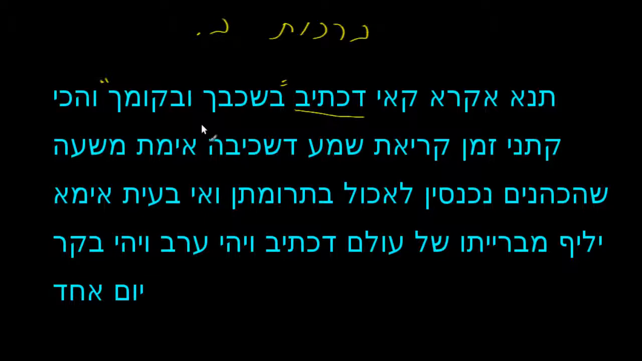and that's usually corrected by the Bach or one of the other commentaries on the side of the Gemara, who does corrections and stuff. So he'll usually say, it's really talking about that part of the pasuk. But most of the time, the one word it quotes, or the three words, or the five words it quotes are the words that it wants to focus on. So here's one pasuk. Let's scan. Just keep scanning. Okay. V'hachi katani zman kriyas shema deshchiva, emas misha she'akohanim nichnasim le'echol bitrumasan, v'ibayis ema yolef mibraisa shel olam, dichtiv. Here's another dichtiv.